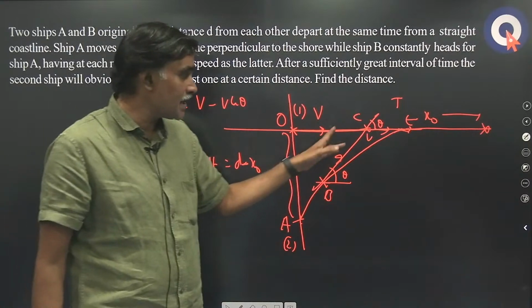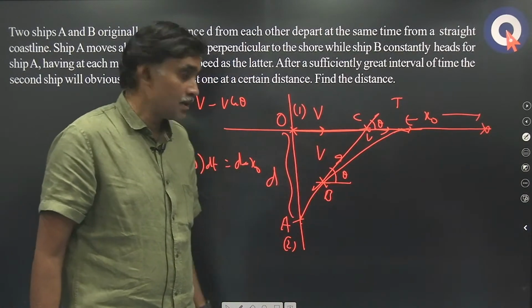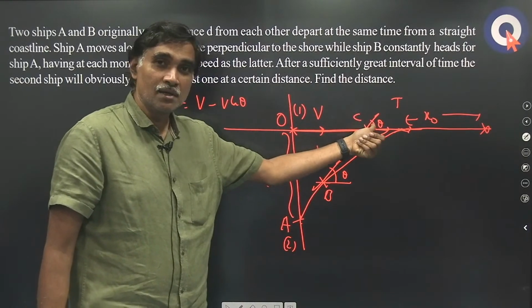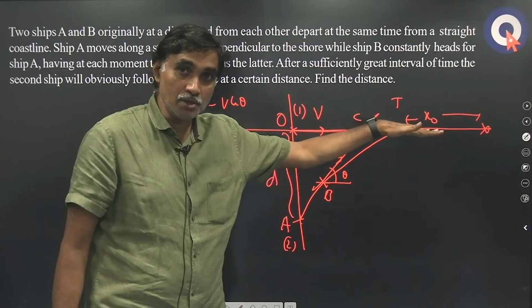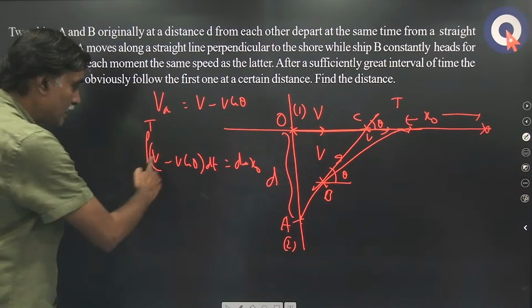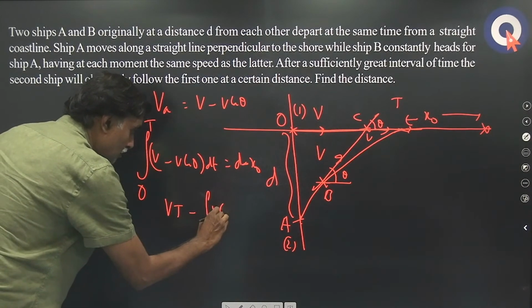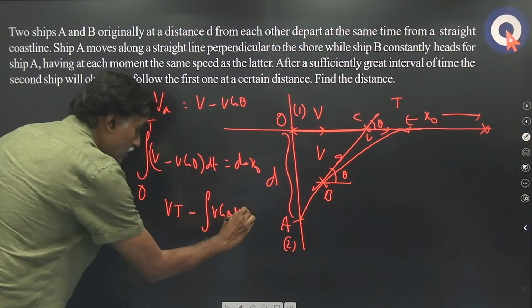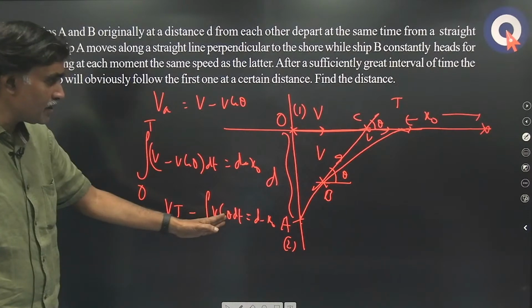Unless its speed is greater than this, they cannot meet, and the separation will not become 0. If its speed is equal to this or less than that, when it comes onto this line of motion, there is still some separation between them. Now, if I integrate this, what is the first term I will get? V capital T minus the second term, integral of V cos theta dt, that is equal to d minus x naught. But how do you find this integral of V cos theta dt?